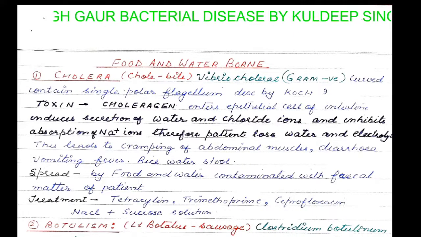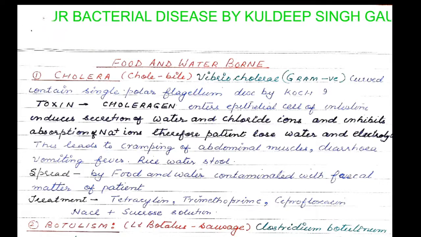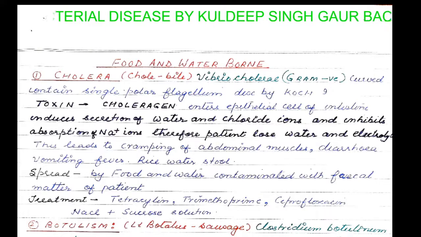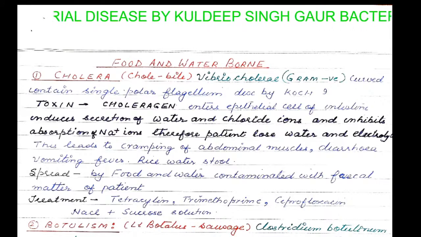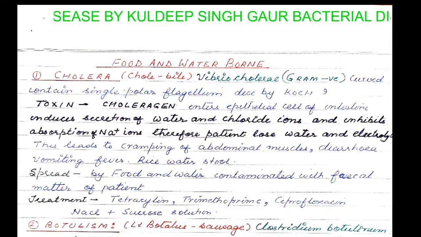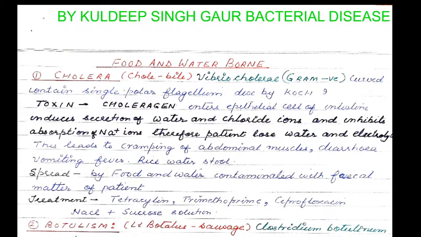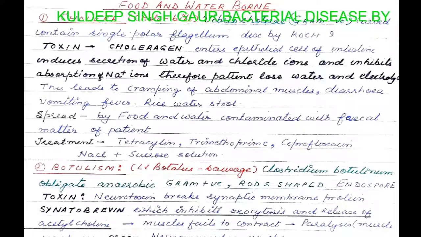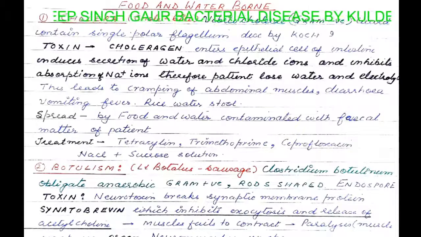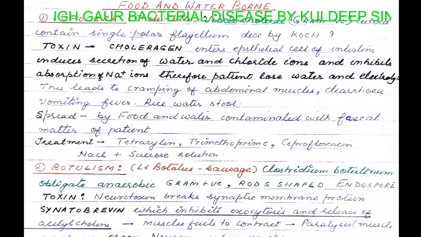Among the symptoms, the patient suffers abdominal cramps, diarrhea, vomiting, low-grade fever, and rice water stool. It is spread by food and water contaminated with the fecal matter of the patient. It is treated by tetracyclines, trimethoprim, ciprofloxacin, and orally we give sodium chloride and sucrose solution.